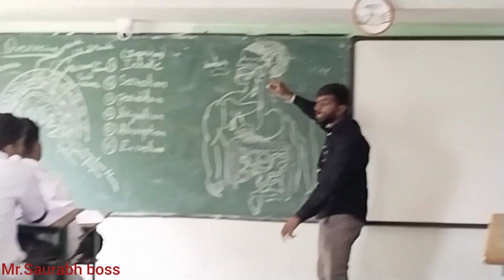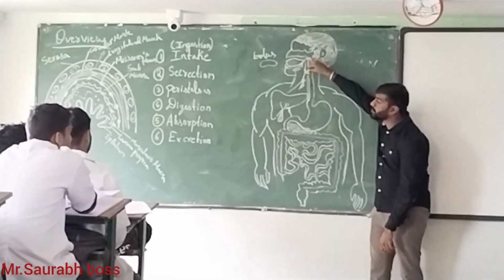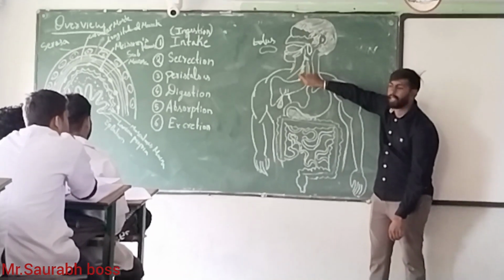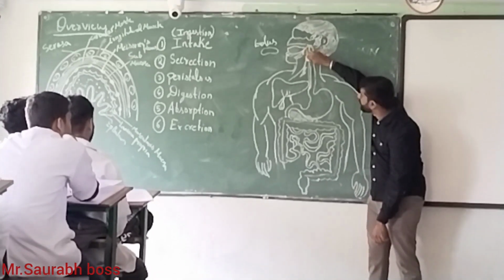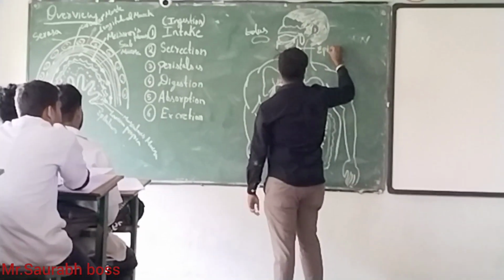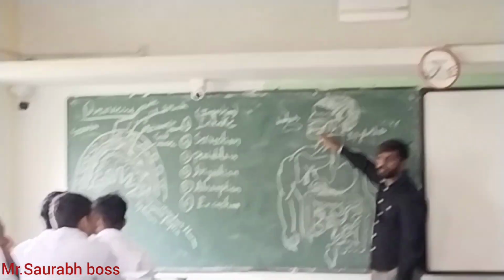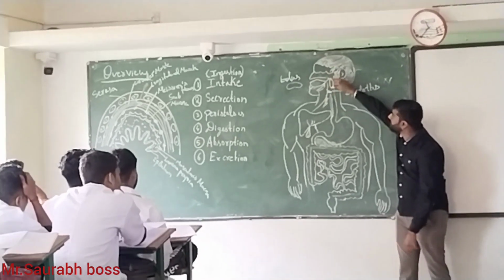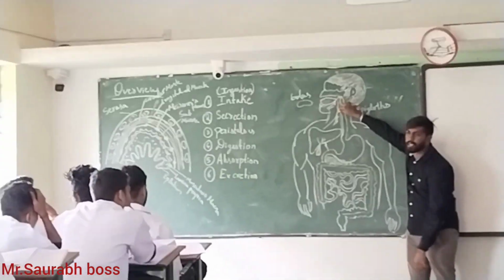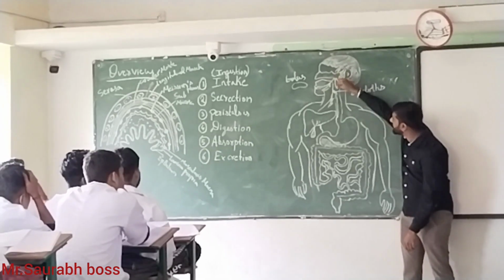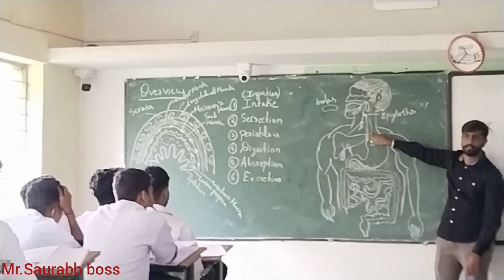So to differentiate where the food should go, whether to the esophagus or the larynx, we have another structure here, we call it the epiglottis. Remember, this is the epiglottis, it's a tiny structure. When the bolus comes, it will close the windpipe. So the bolus can only go through the esophagus.